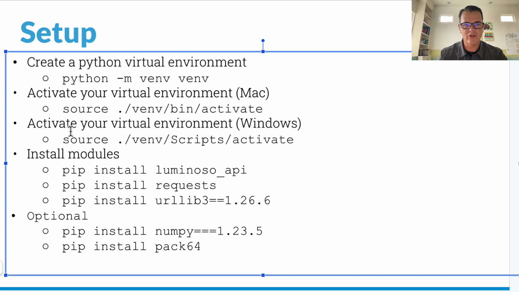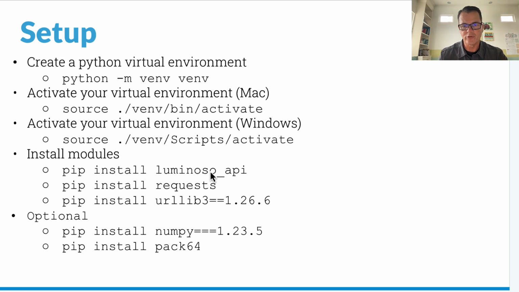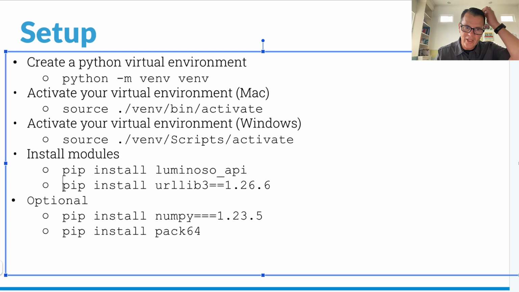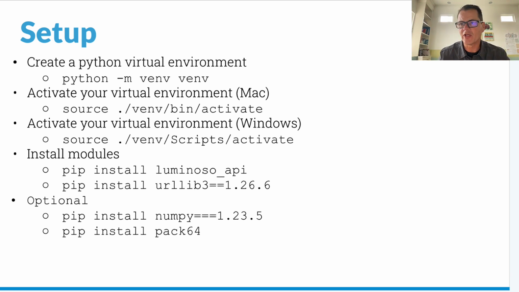Then we're going to install a couple of modules, Luminoso_API and urllib3. There have been some issues with compatibility on Mac, an SSL library or something, so I just backed it down to a earlier version, since version 2.0 has some issues on every Mac. This will probably fix itself eventually. So the next step is to show you how to do that.